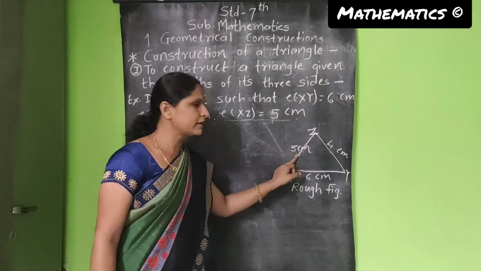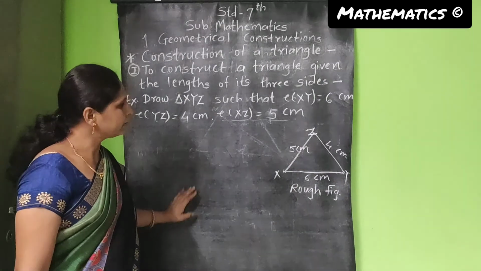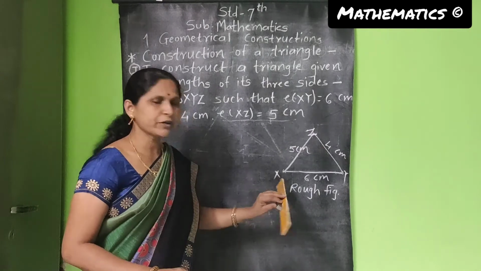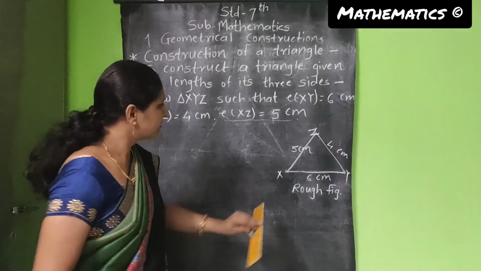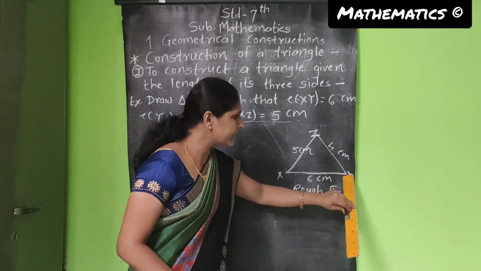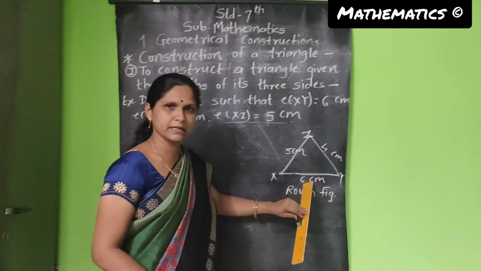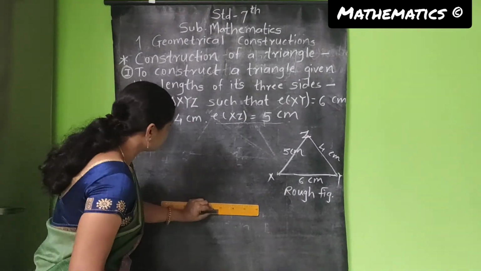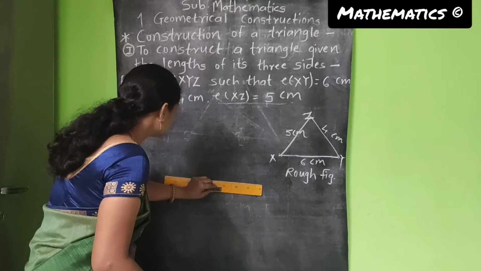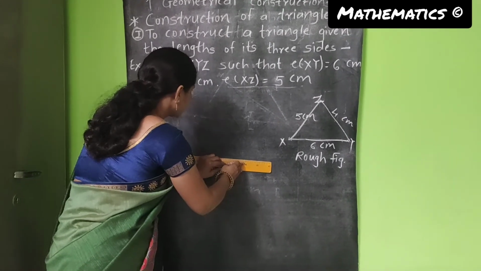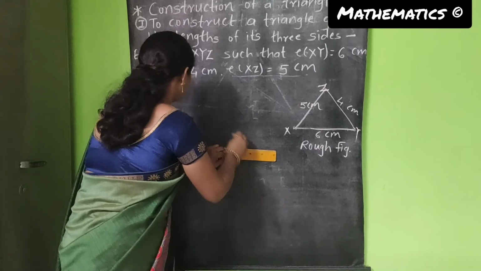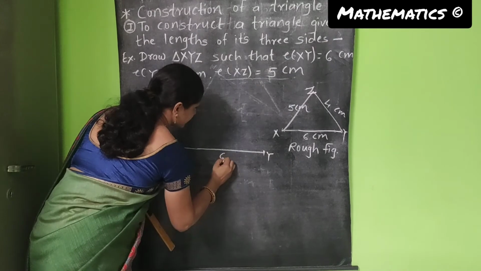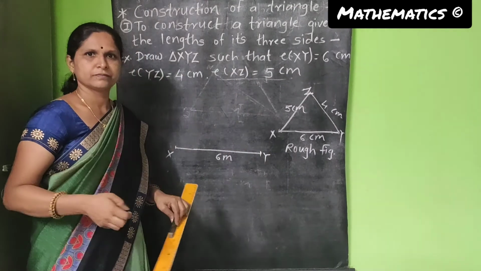And from this rough figure, we draw the fair diagram, the required diagram. For this, we use a scale and compass. First, we draw side XY of length 6 cm. For this, we use the ruler and draw XY of length 6 cm.